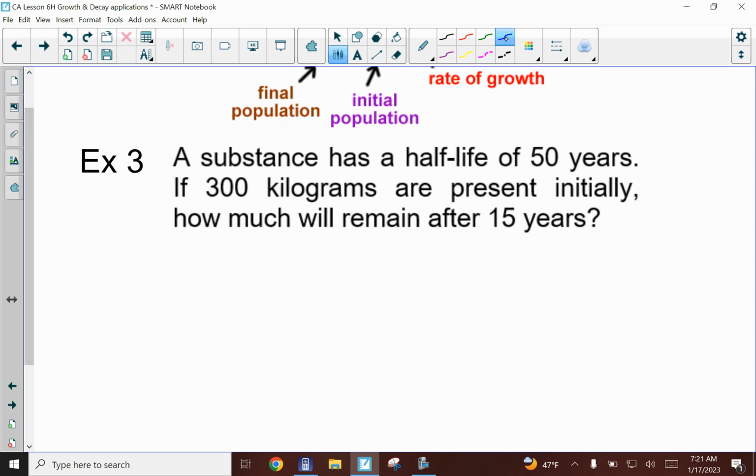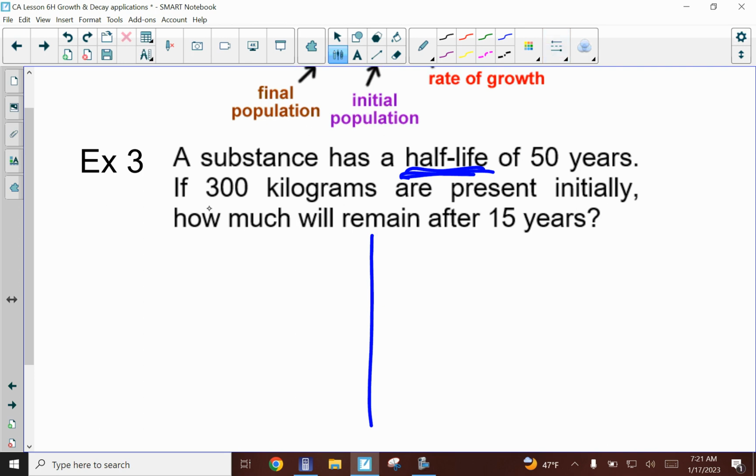Okay, so now the last one we're going to do is a real famous one. They call these ones half-lives. Now, in a half-life question, it's going to appear that they didn't give you all of your information that you need. So what we're going to do here is we're going to use the fact that half-life means that's how long it takes for half of it to happen.